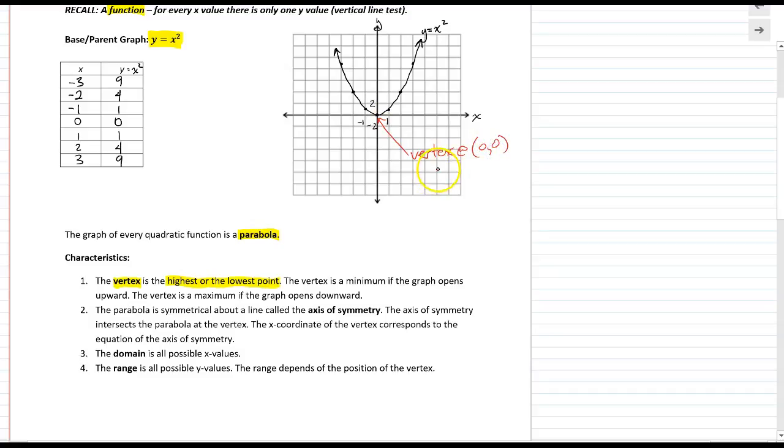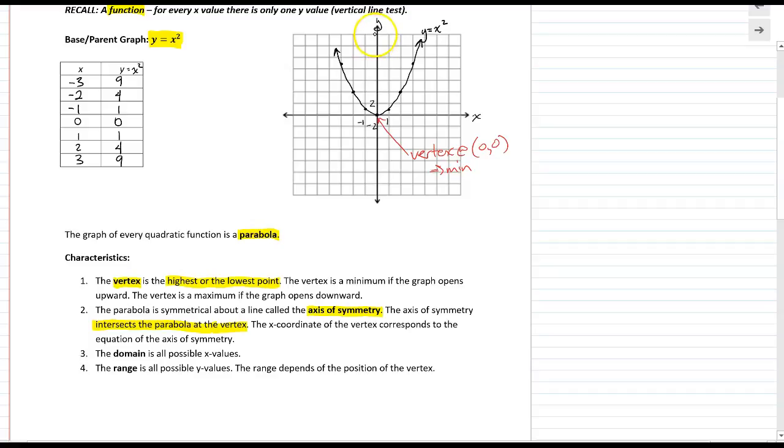And it is a minimum because we're opening upwards like a cup. The second piece that we want to consider is our axis of symmetry. It is going to intersect the parabola at the vertex. That's its definition. And so the x-coordinate of the vertex corresponds to the equation of the axis of symmetry.